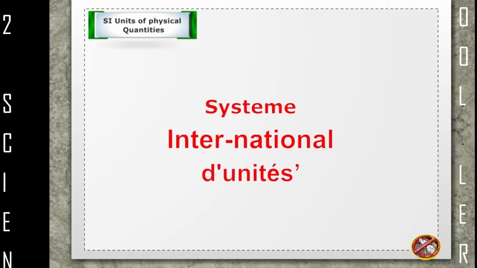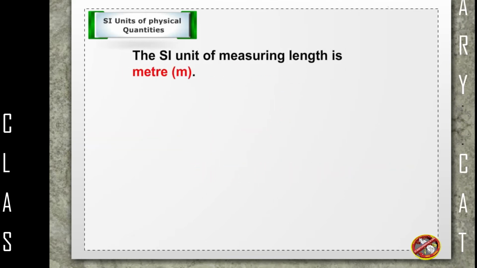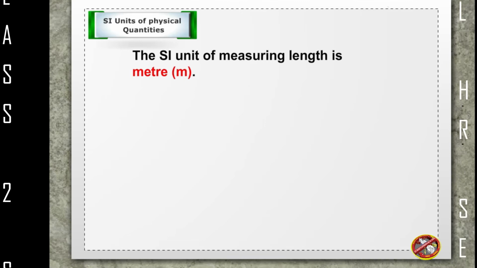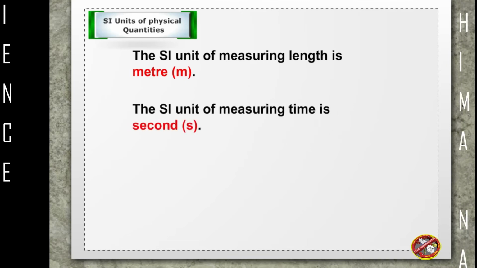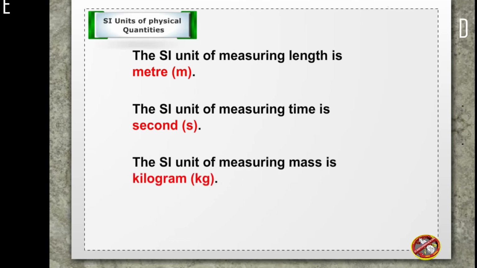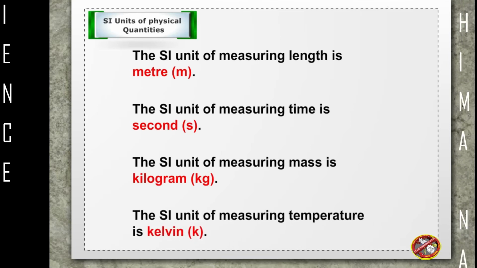The SI units that are used in all the countries of the world for some physical quantities are: the SI unit of measuring length is meter. The SI unit of measuring time is second. The SI unit of measuring mass is kilogram. The SI unit of measuring temperature is Kelvin.